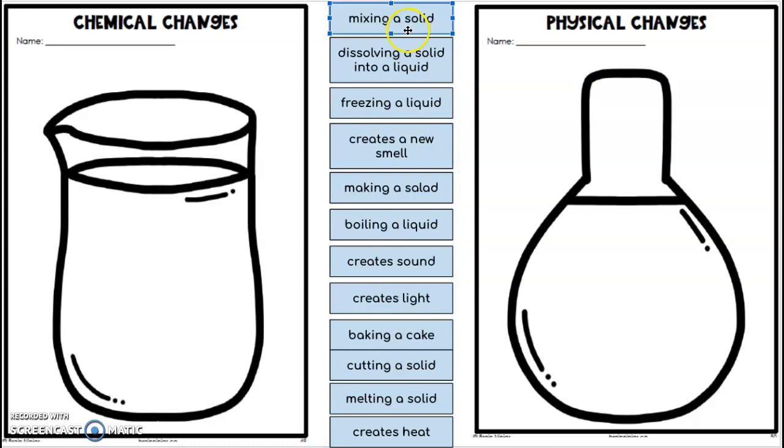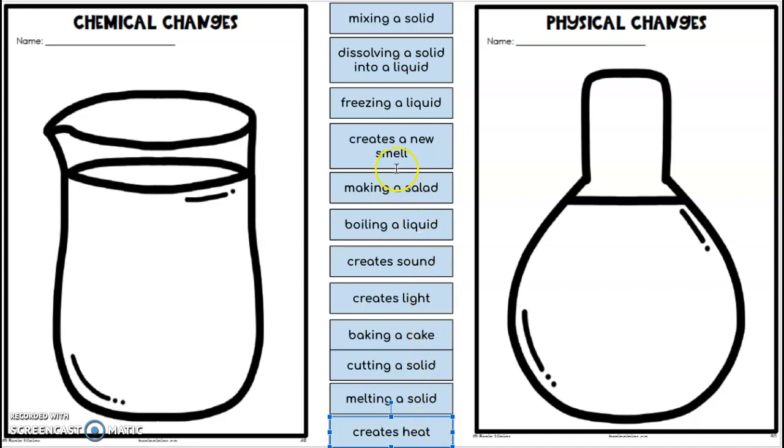Okay? So the first one is mixing a solid, dissolving a solid into a liquid, freezing a liquid, creates a new smell, making a salad, boiling a liquid, creates sound, creates light, baking a cake, cutting a solid, melting a solid, and creates heat.